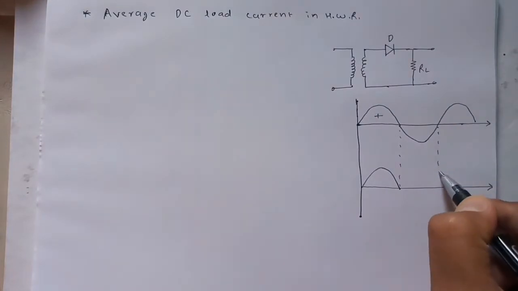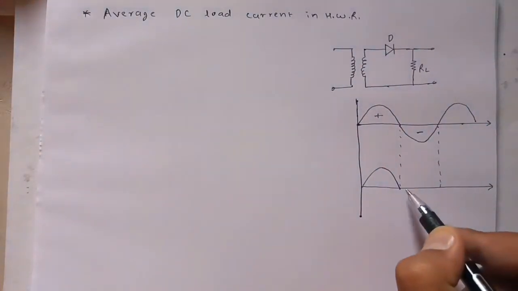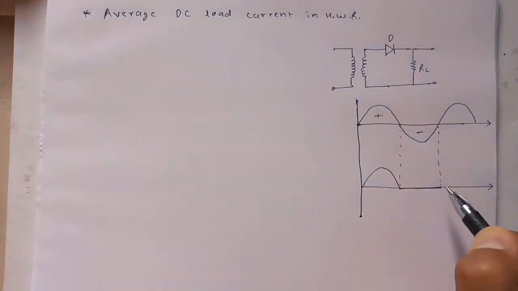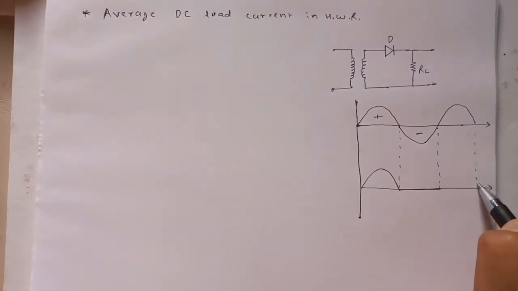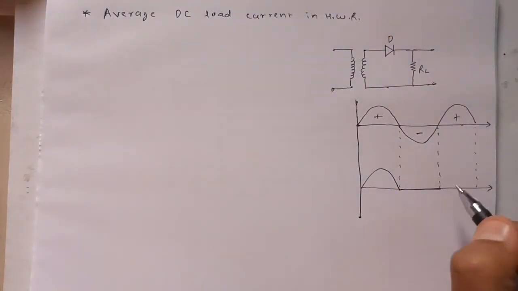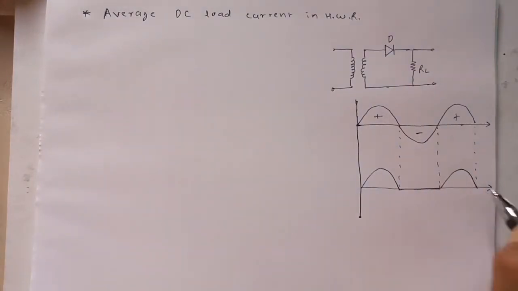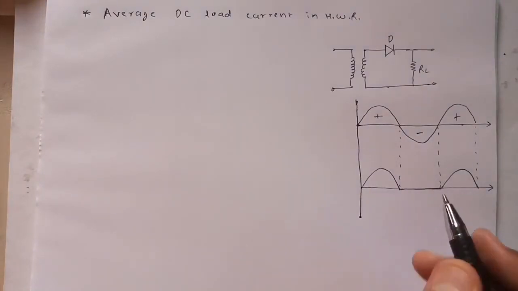During the negative half cycle, the diode becomes reverse biased, hence there will not be any current flowing because the diode now acts as an open circuit. Again, when the next positive half cycle comes, the diode becomes forward biased and conducts again, and we get the waveform like this. So this is the final waveform which we get at the output.